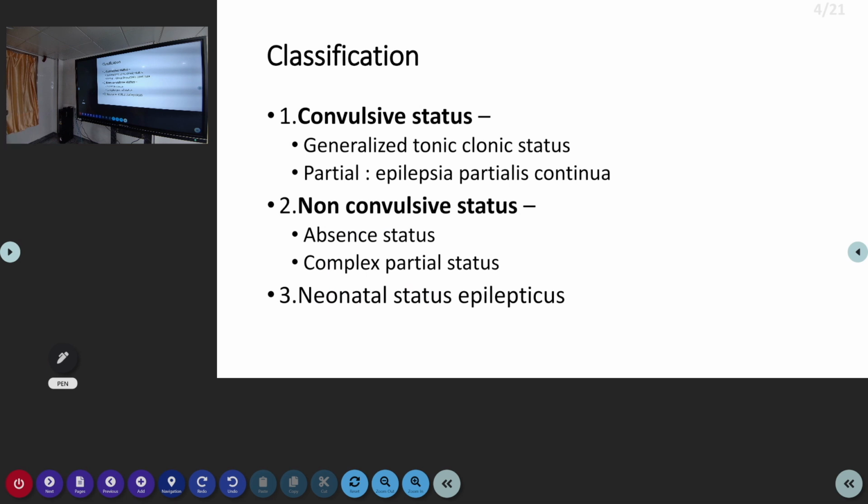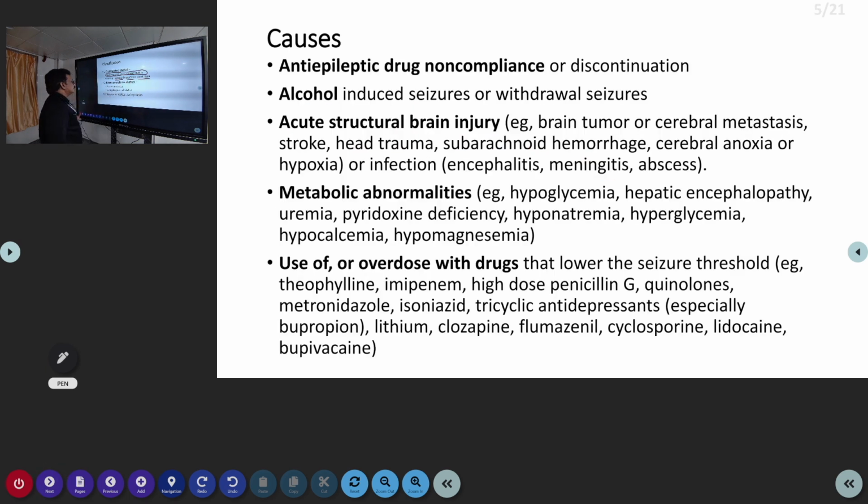Now, classification. One is convulsive status, that is generalized tonic-clonic status, or partial, epilepsia partialis continua. Epilepsia partialis continua means it is a partial seizure and it becomes continuous. Then non-convulsive status: absence status, complex partial status, neonatal status epilepticus. These are the various classifications. We will not go into the details of the various classifications. Here we will focus more on generalized tonic-clonic seizures or status.